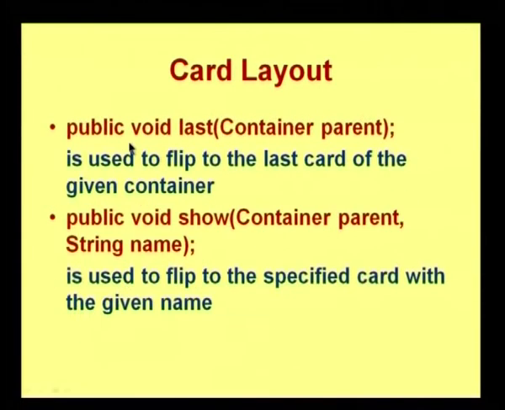So next we have a method called last. It's used to flip to the last card of the given container. Next is our show method. This is the method which is used in order to show or make a particular card visible. You can see the container, the parent, and then the string name. This is used to flip to the specified card with the given name.